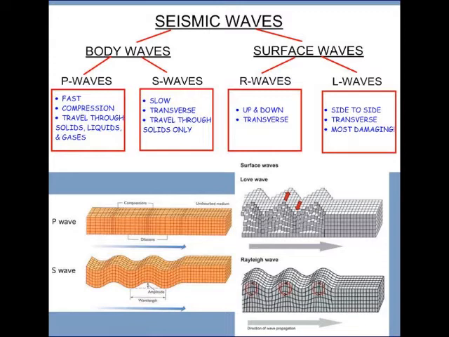There are two kinds of surface waves, R waves, which is short for Rayleigh waves, and those are waves that go up and down. They're also transverse waves. And L waves is short for Love waves, and those are the waves that go side to side. They're also transverse waves, and these are the waves that cause the most damage in an earthquake.